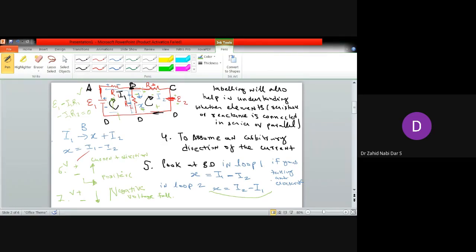Here this is not I1. This value is X. I1 is not flowing through R2. What is flowing through R2? X is flowing through R2. And what is the value of X? X in this circuit would be equal to I1 minus I2. So you have to be careful. Now can you tell me for loop 2?